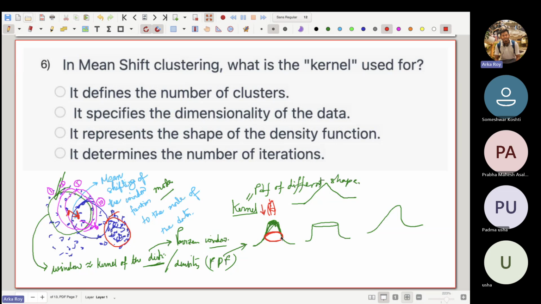the data distribution, which means from the center to the densely packed area of the data. So therefore, in mean shift clustering, what is the kernel used for? The kernel is basically used to represent the shape of the density function. So that is what we have already talked about.